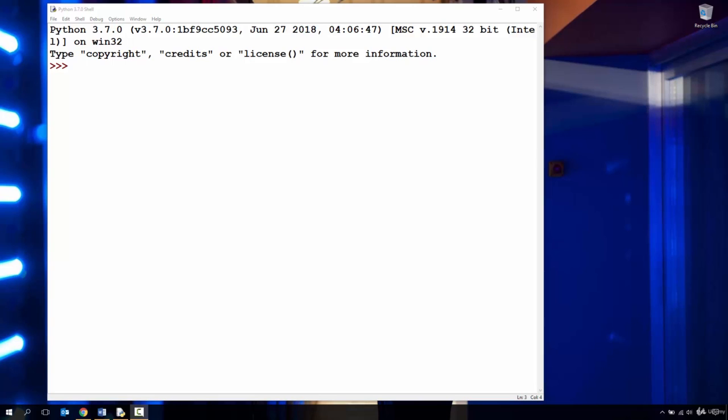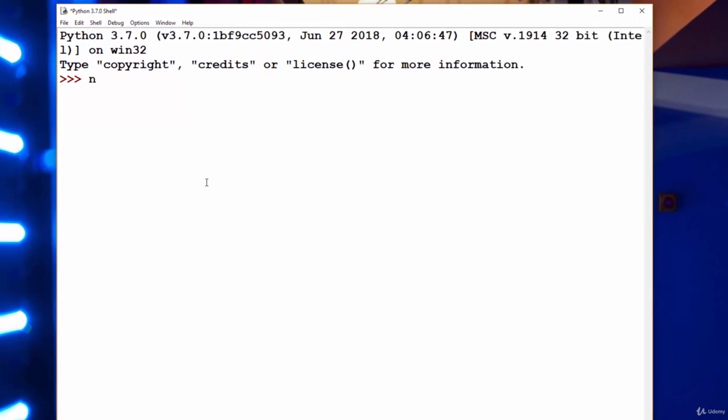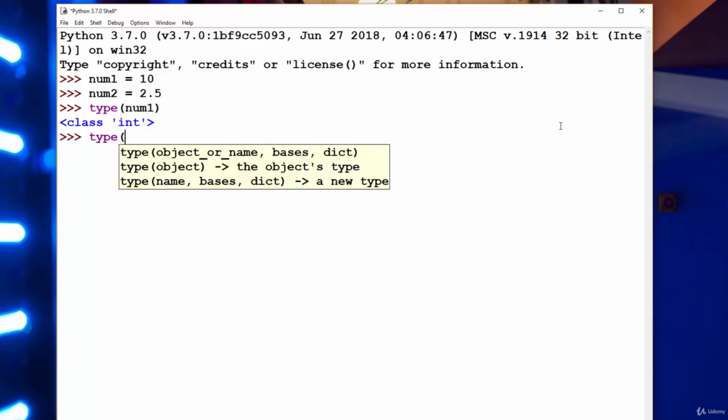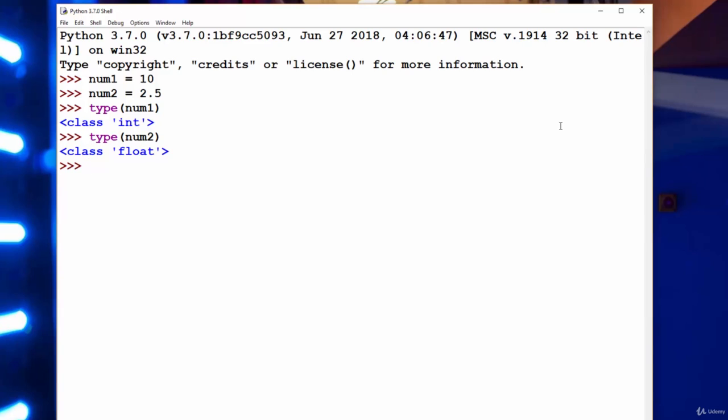So let's define a variable and assign it an integer and another variable associated with a floating point number, or a float in short. By the way, the float type refers to real numbers having a decimal point positioned in between the integer part and the fractional part. So let's consider the following numbers. We have num1 equals 10 and num2 equals 2.5. Let's see type of num1. So class int, which means integer, and type of num2, class float, meaning a floating point number.